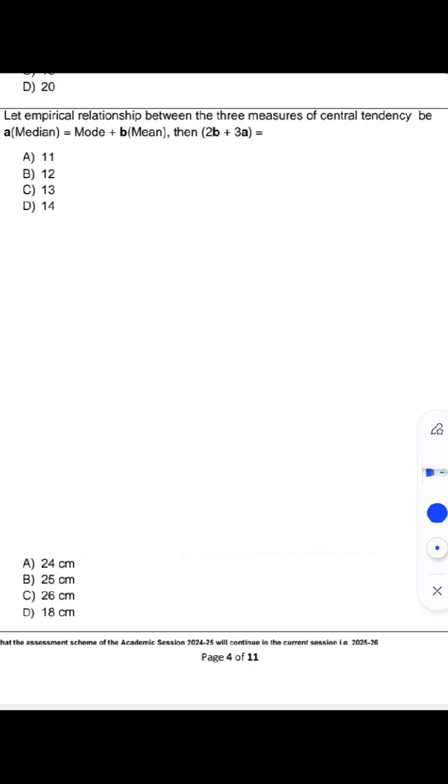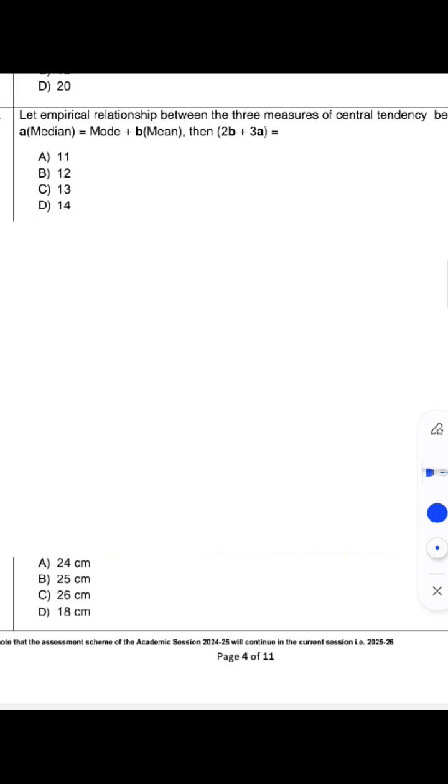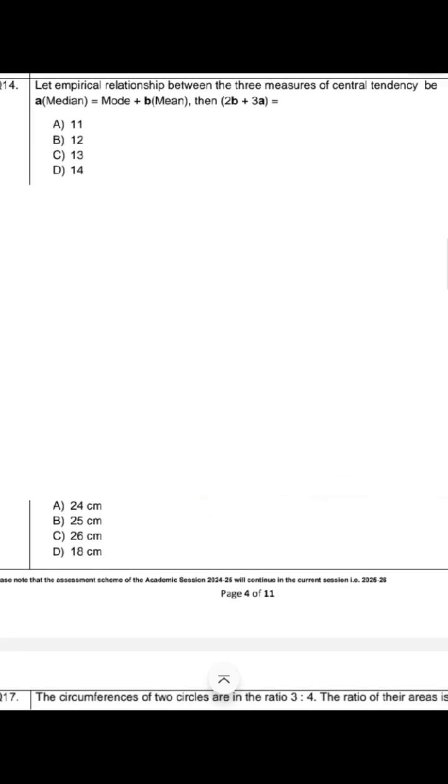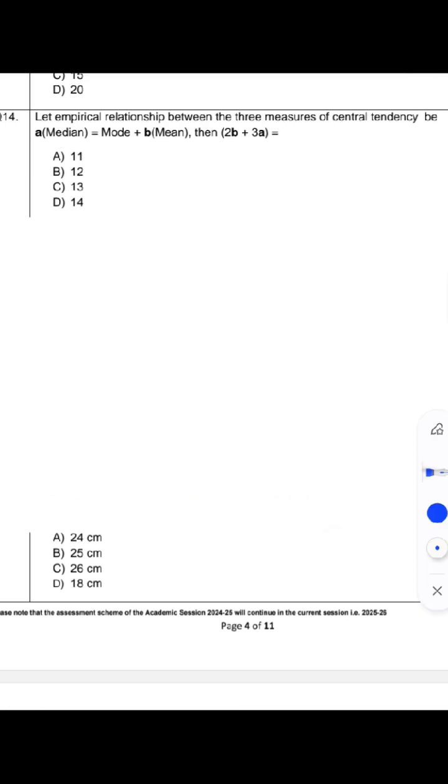Okay, now we are moving on to the next question, number 14. See what is written in question number 14. Let the empirical relationship between the three measures of central tendency be this. Then 2b plus 3a is equal to, you have to find it. You know the formula of the empirical relationship.